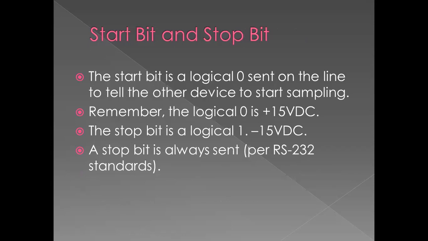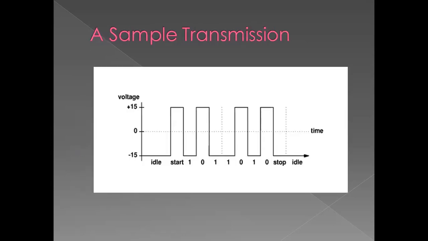Start bit and stop bit. The start bit is a logical 0 sent on the line to tell the other device to start sampling. Remember, logical 0 is plus 15 volts and logical 1 is minus 15 volts DC. A stop bit is always sent. How the sampling is done: 0101 as shown in the figure. Sometimes the signal remains idle at minus 15 volts, and a plus 15 level is there.